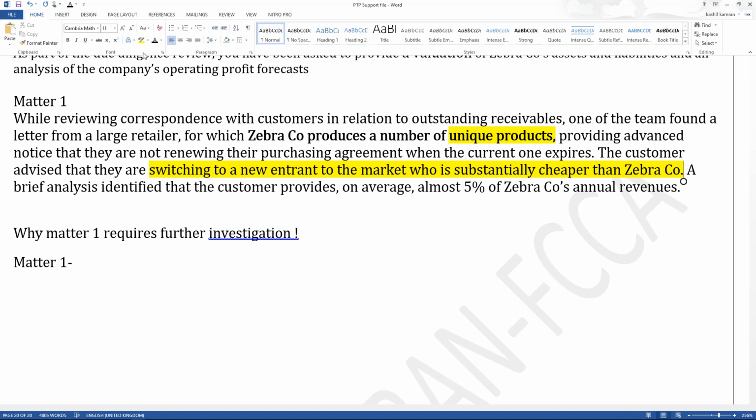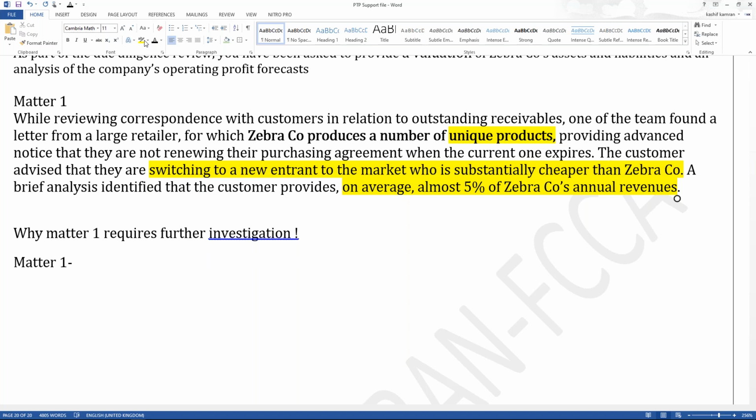A brief analysis identified that the customer provides, on average, almost 5% of the Zebra annual revenue. Sometimes it might be more, sometimes less, but on average almost 5% of Zebra company annual revenue. So how much is the contribution of this customer to your total revenue? Do you believe it's an important customer for Zebra which they are about to lose, and you are making unique products for this customer? Now, what is the scope?